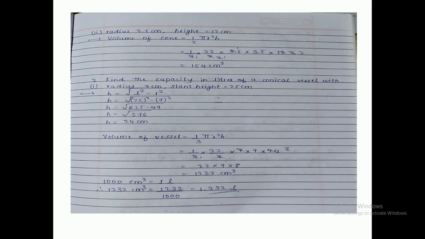What we have to do? We all know that L square is equal to h square plus r square. Using that, h is equal to square root of L square minus r square. So h is equal to, L is 25, r is 7. So 25 square minus 7 square, that is 625 minus 49. So root 576, that is h, we got 24 centimeter.